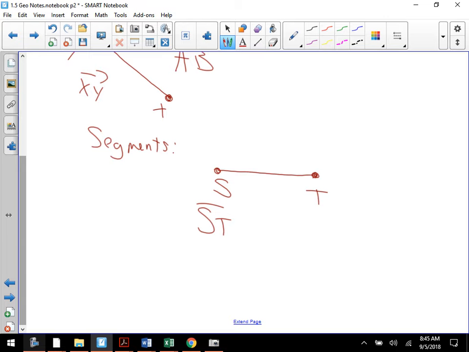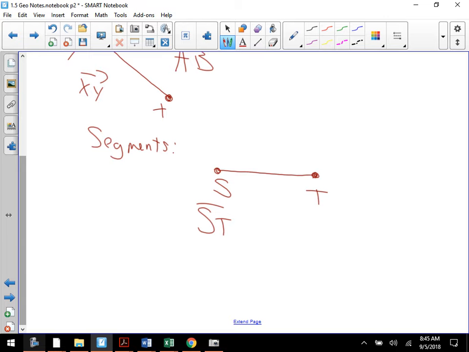Does the order matter for segments? Nope. ST is the exact same thing as TS. You won't use lowercase cursive letters for segments. With segments, we did stuff like segment addition and midpoint. We did a whole bunch of that. We'll get to the algebra of all that stuff later on. I don't know if we'll get to that today or not, but I just want to do some drawing stuff first.